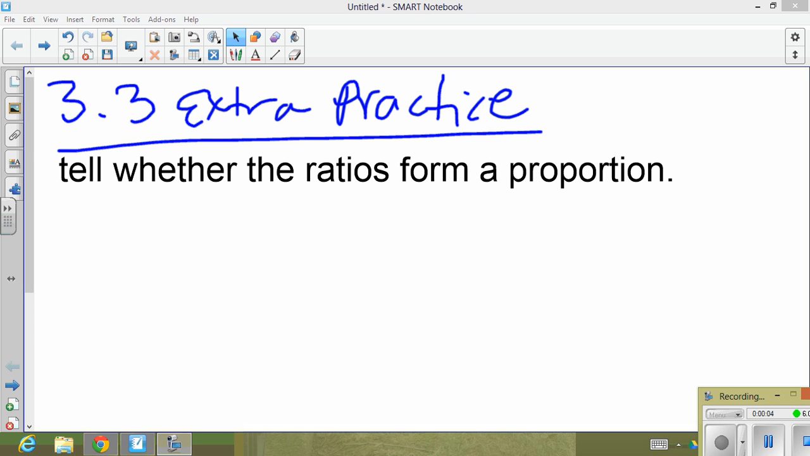All right, guys, welcome to 3.3 Extra Practice. We are on page 114 in your textbook, and I'm just randomly going to pull a couple of examples to help you along if you're having some trouble.